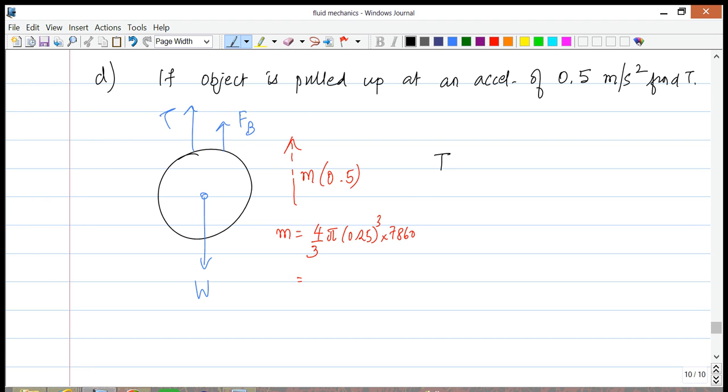In this case all the upward forces are winning, so I have T plus Fb minus the weight, and this is equal to m times 0.5, and you can go ahead and calculate all this and find the new tension if it's being hoisted at this acceleration. At the same time, if it was being lowered at this acceleration, you would have W minus Fb minus T equals ma. So that's fairly straightforward, and you should be able to handle it without any problems.